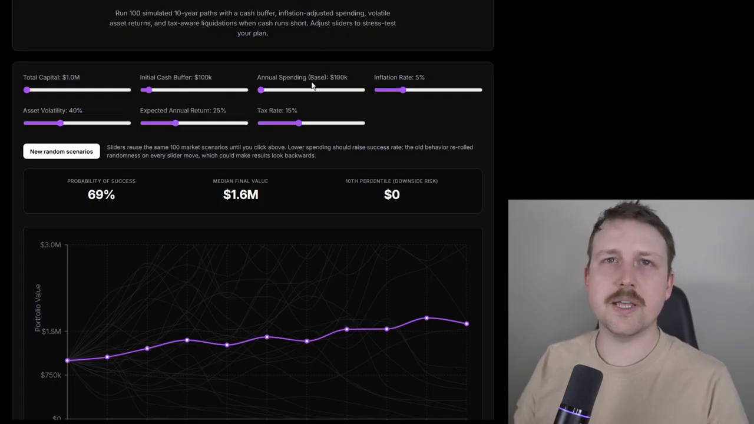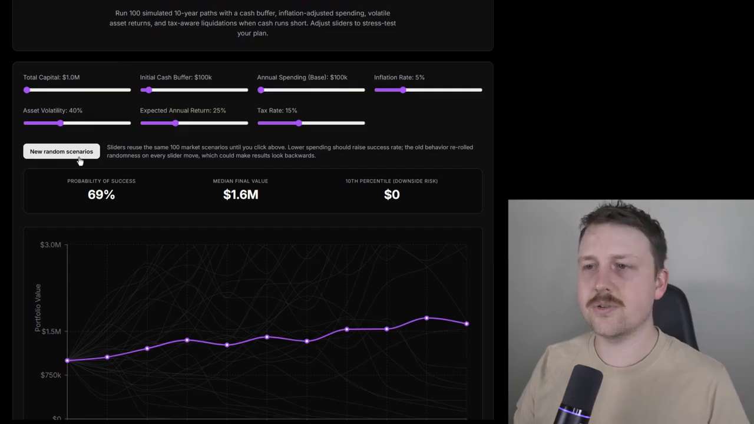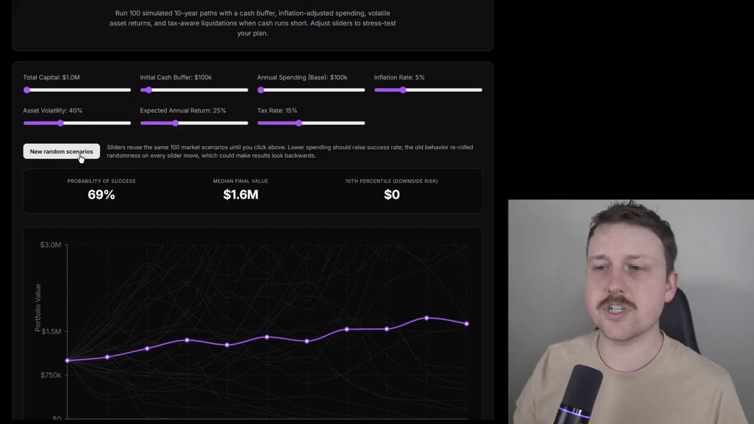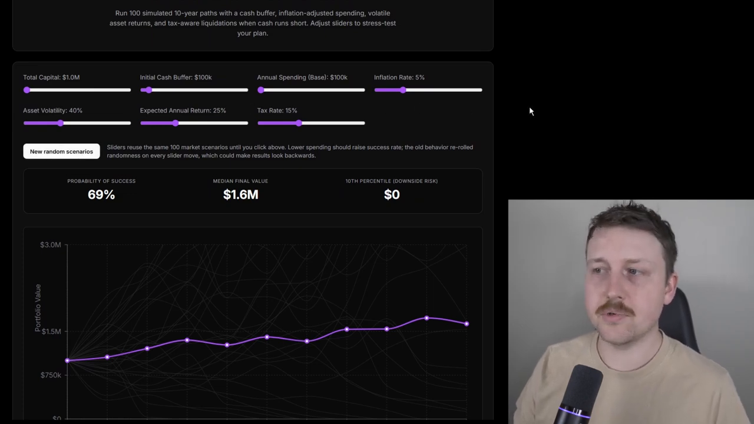It's more typical that they run 1,000 scenarios, but this is just a browser-based one, and I just simply made it 100. You can randomize the scenario, you can adjust things, you could basically refresh, and you'll get another randomized multitude of scenarios. So let's take a look at a simple scenario here.